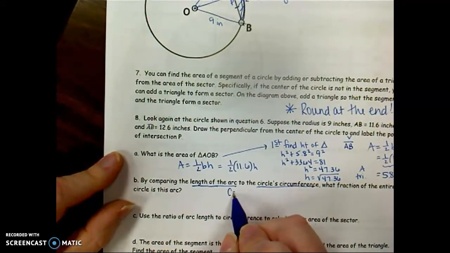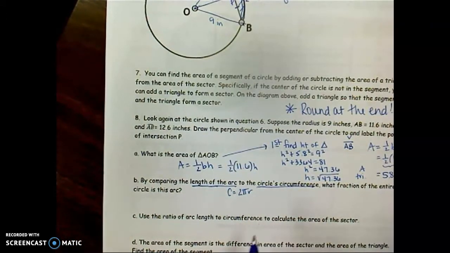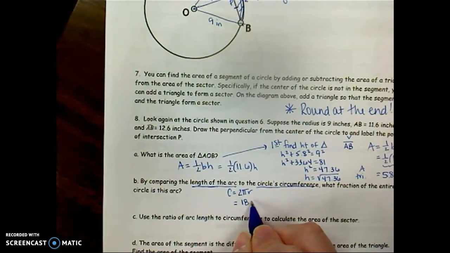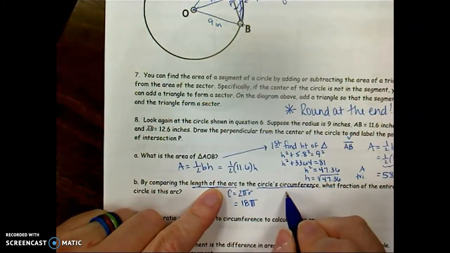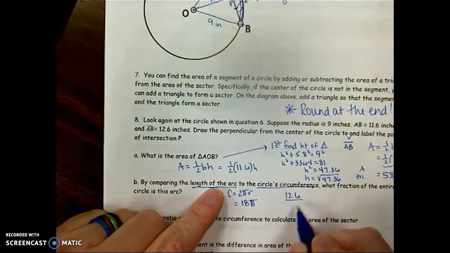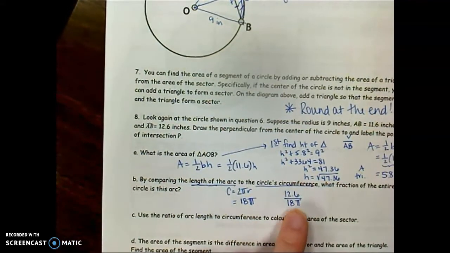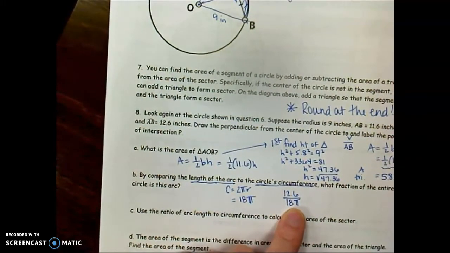So circumference is 2 times pi times the radius, or pi times the diameter. We're given our radius is 9, so the whole circle has a circumference of 18 pi. So our arc length, remember, was given as 12.6. That's the part of the circle's circumference we're dealing with. This is the fractional part we want. Now again, I'm not putting this in my calculator because pi is irrational, and I don't want to round yet. I don't round till the end.